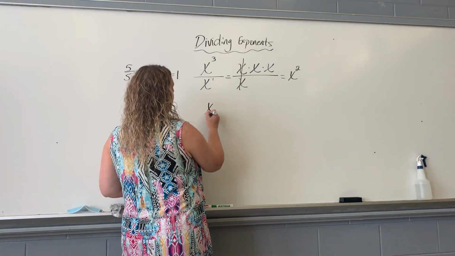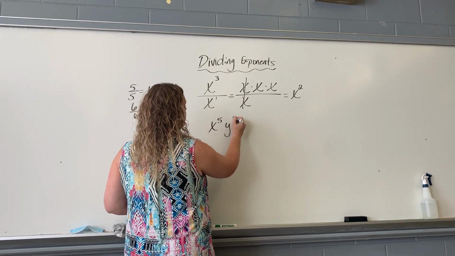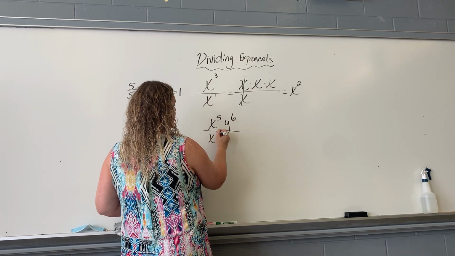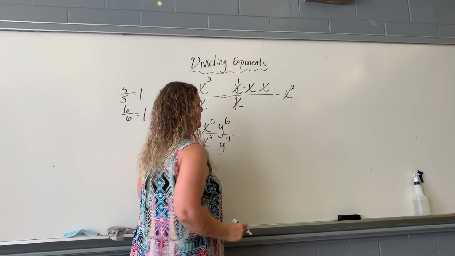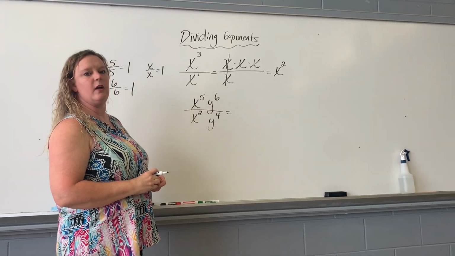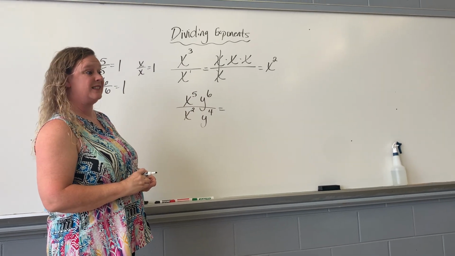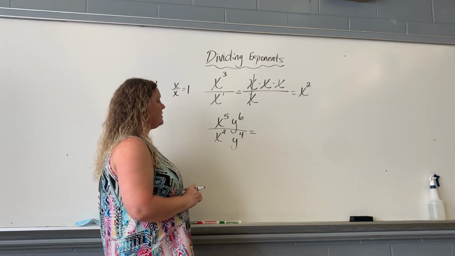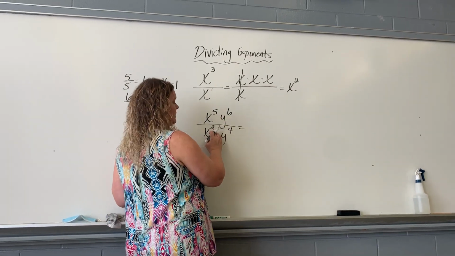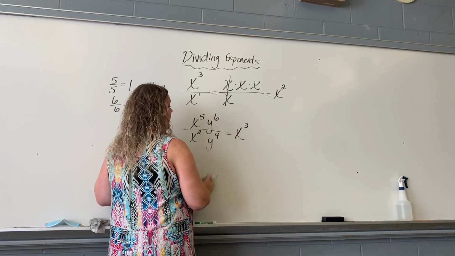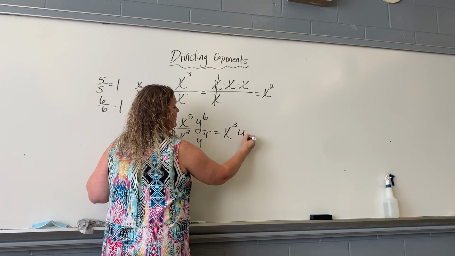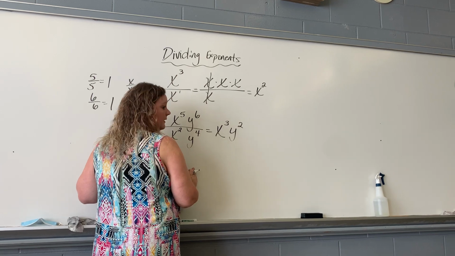What happens if I have x to the 5th, y to the 6th over x to the 2nd, y to the 4th? Well, I don't want to write all that out, do you? No. So here's what I'm thinking. If I've got 5 minus 2, that should leave me with 3 of them, right? And 6 minus 4 should leave me with 2. That should be the answer.